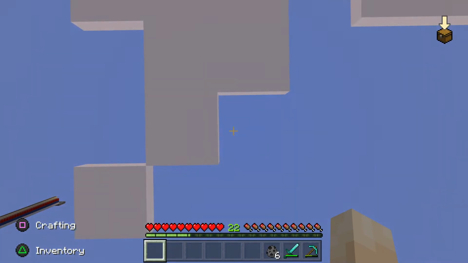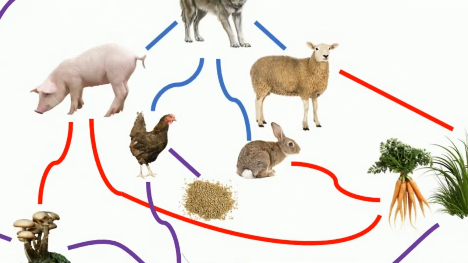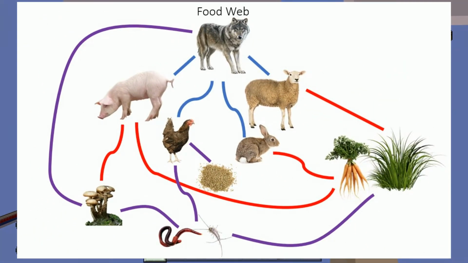Next, I'll explain what a food web is. A food web is the interconnection of multiple food chains, meaning that the food web shows multiple animals that the predator eats inside of just one, like the food chain. If you look at this food web, it starts with the predator, which is the wolf.